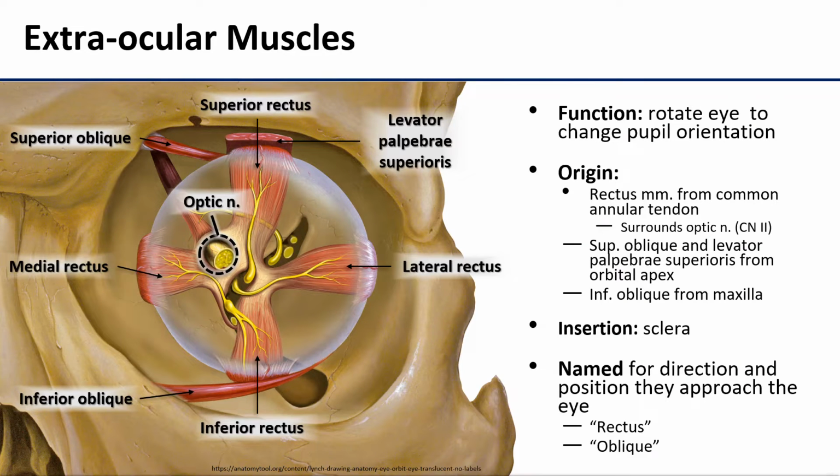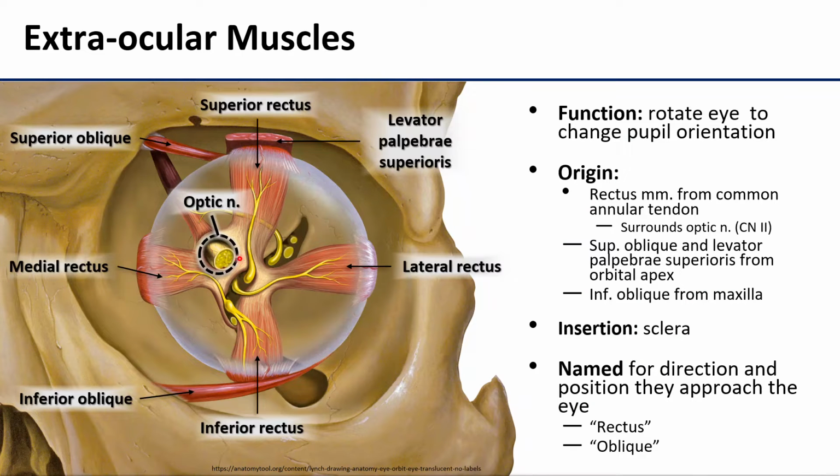For the rest of these, we're going to look up in the posterior orbit, and I want to draw your attention specifically to this nerve here, the optic nerve. As it enters into the orbit, it is surrounded by a thick fibrous ring called the common annular tendon. It's common because multiple muscles are going to originate from it, and annular because it forms a circle. This is going to be the origin point for the rectus muscles, so superior rectus, lateral rectus, inferior rectus, and medial rectus.